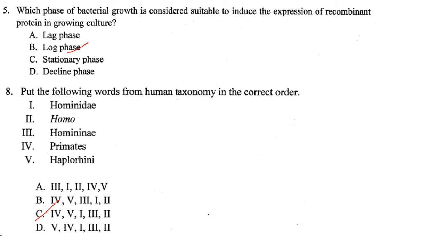Then put the following words from human taxonomy in correct order. So first one is primates, because that is order primates. So 4. Then comes suborder, that is Haplorhini, that is 5. So 4, 5. Then comes Hominidae, that is 1. Hominidae is family. Then comes subfamily Homininae, 3. And then comes the genus Homo. So the answer here is option C, that is 4, 5, 1, 3 and 2.